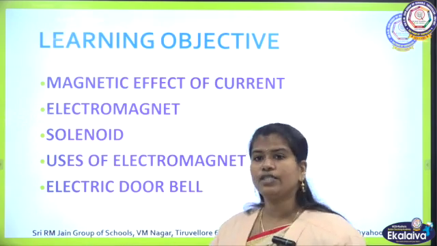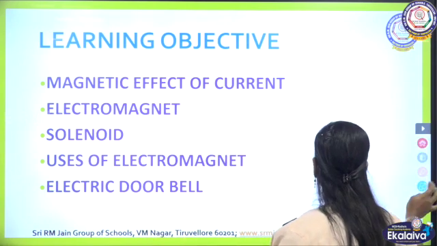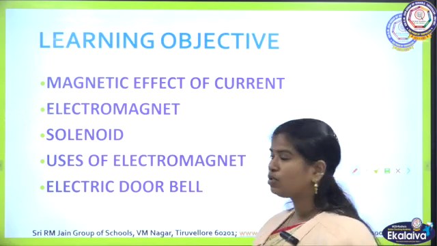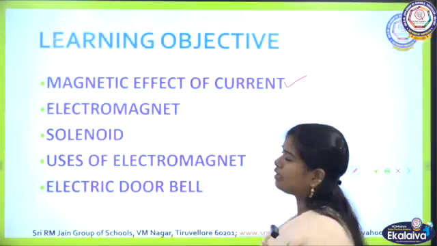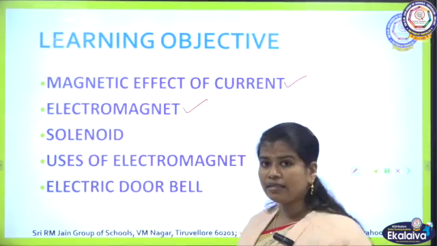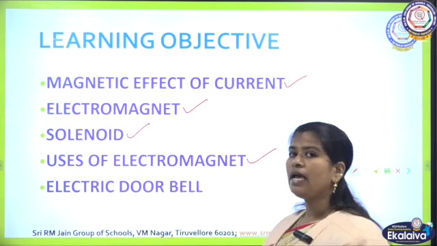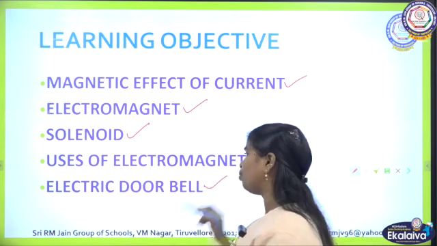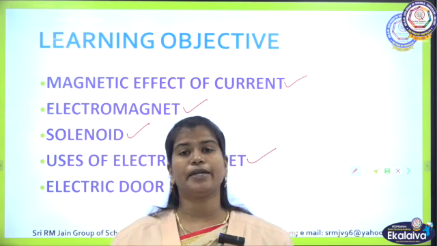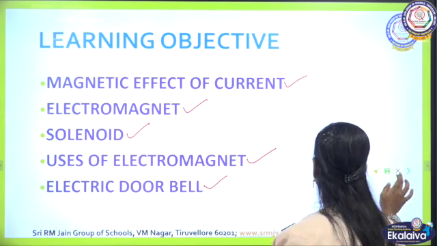So the learning objective of this video is, at the end of this lesson, you will be able to state what is the magnetic effect of electric current, and what is an electromagnet, solenoid and uses of electromagnet, and also the electric doorbell. We are also going to discuss how the doorbell works. Okay, now let's start the lesson.